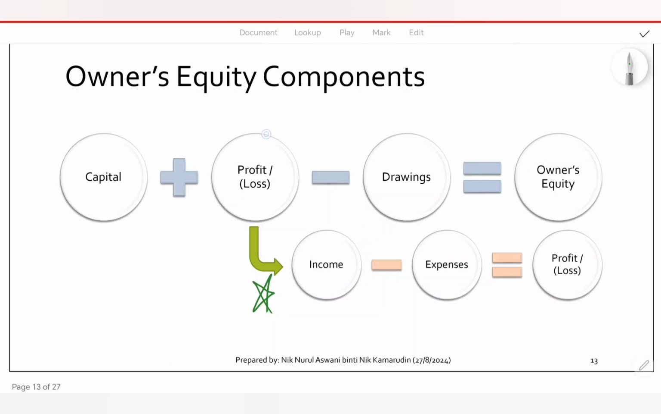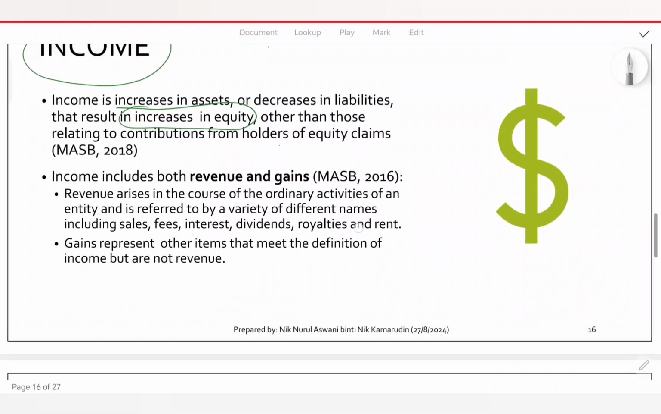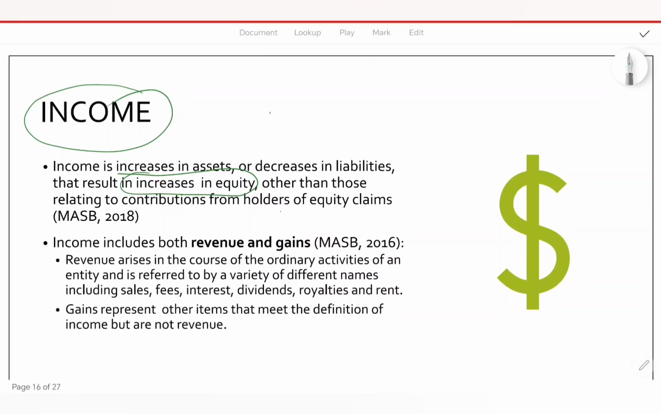How do we get this amount of profit or loss? We get it from the statement of profit or loss, where we present the income and expenses. If income is more than expenses, then you have a profit. If income is less than expenses, then you have a loss. Indirectly, income will increase the owner's equity while expenses will decrease the owner's equity. So income will result in an increase in equity.